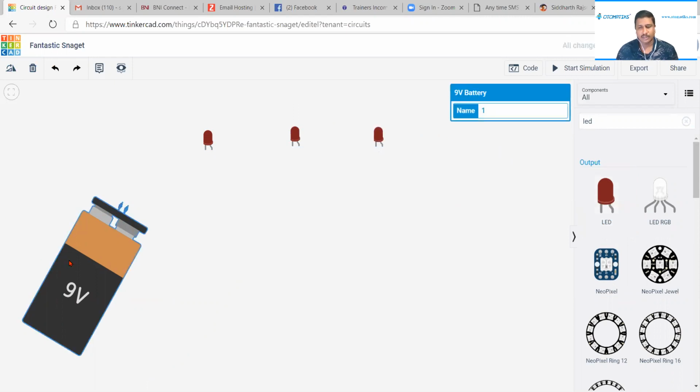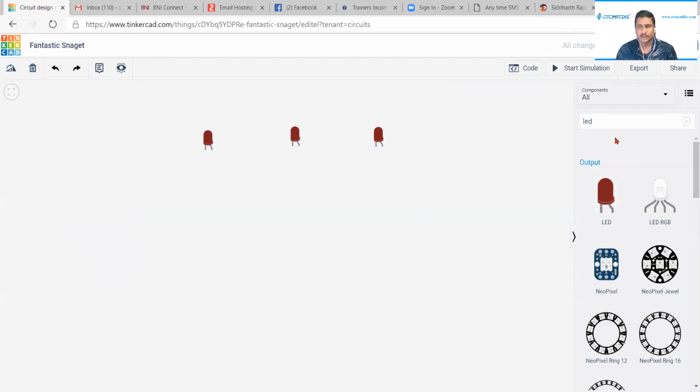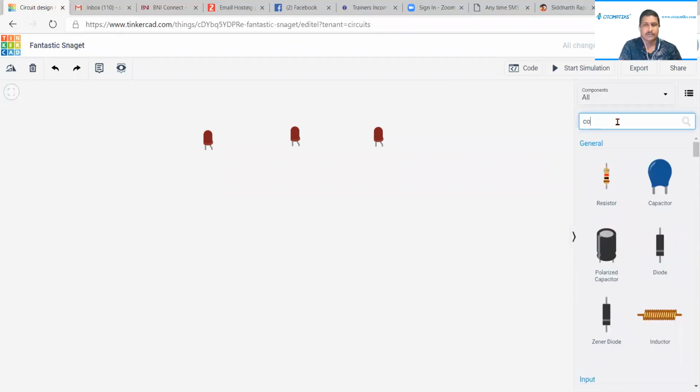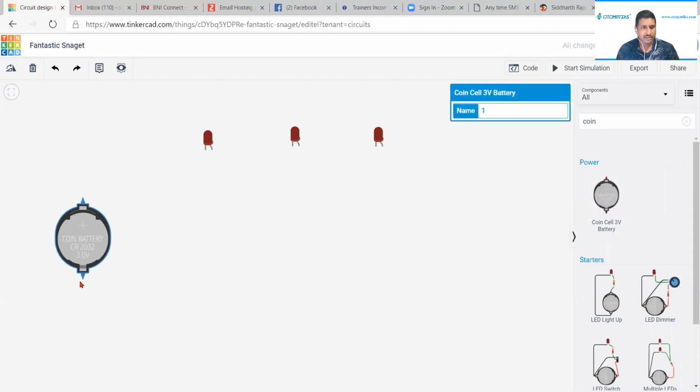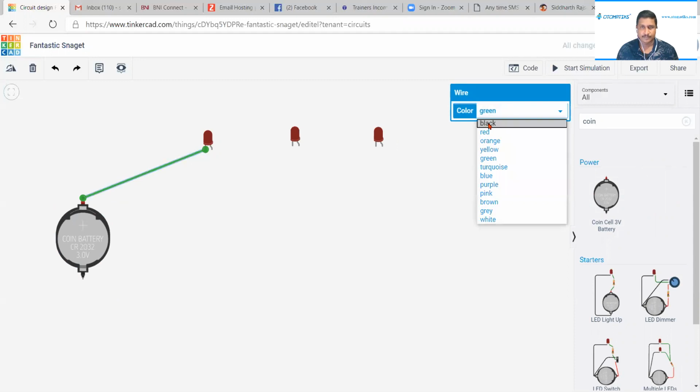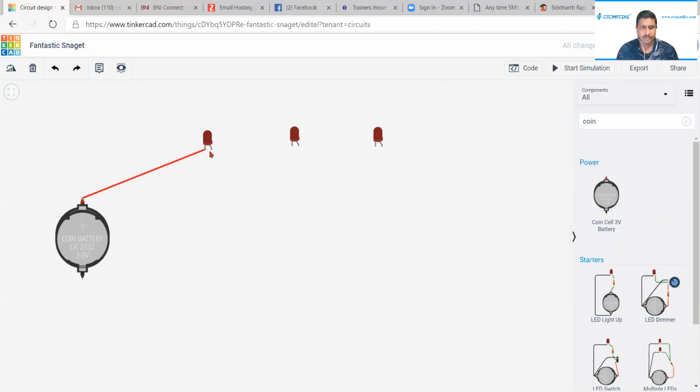Okay, since I'm using LED, I'll use a coin cell battery so that we need not use resistors. Now you see me, what I do is actually teach you how to do a serial connection. I've connected to the positive terminal. From this terminal to this terminal, I need to connect. We cannot give any connections to this because we have connected the negative of the first LED to the positive of the first LED. Obviously, it's not going to work.